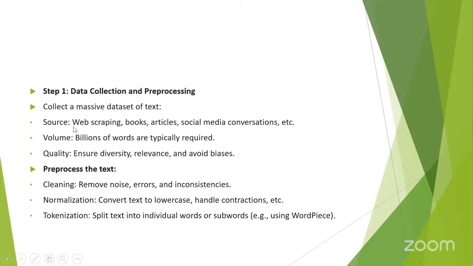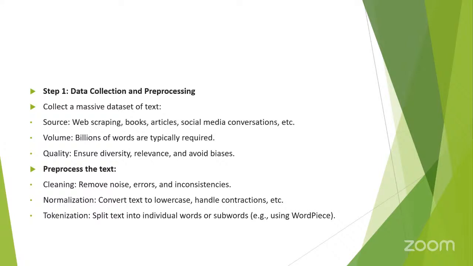And the data sources can be from anywhere, like web scraping, books, articles, social media conversations, and so on. Volume: it can be billions of words. And quality: it should ensure diversity in the words, relevance, and it should not be biased towards certain things or certain cases. So that should be the quality.